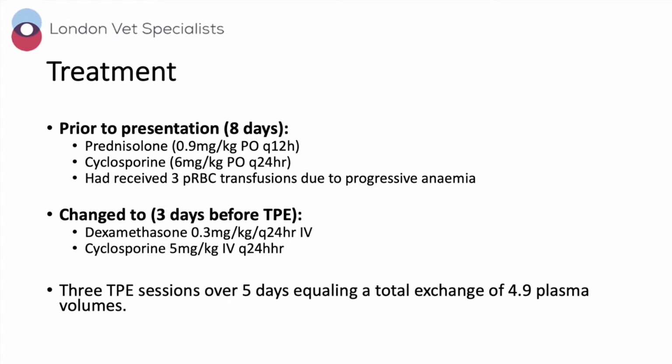And this dog had been at its primary care practice for the previous 8 days before presentation to the university, so had already been started on immunosuppressive treatment and received 3 packed red blood cell transfusions. This was then slightly changed when it was admitted to the university, and 3 days later TPE was started. This dog had a slightly higher total plasma volume in exchange of 4.9.